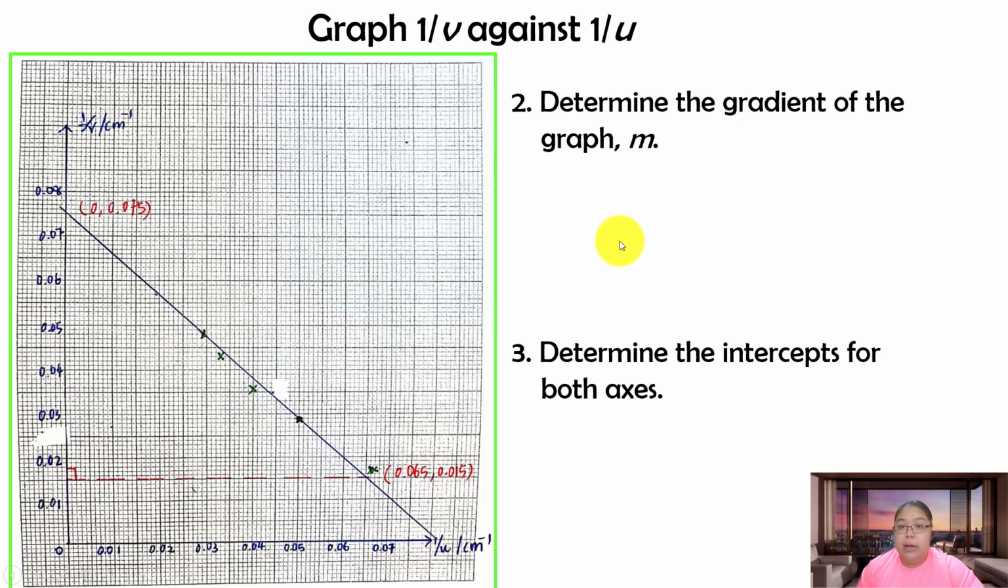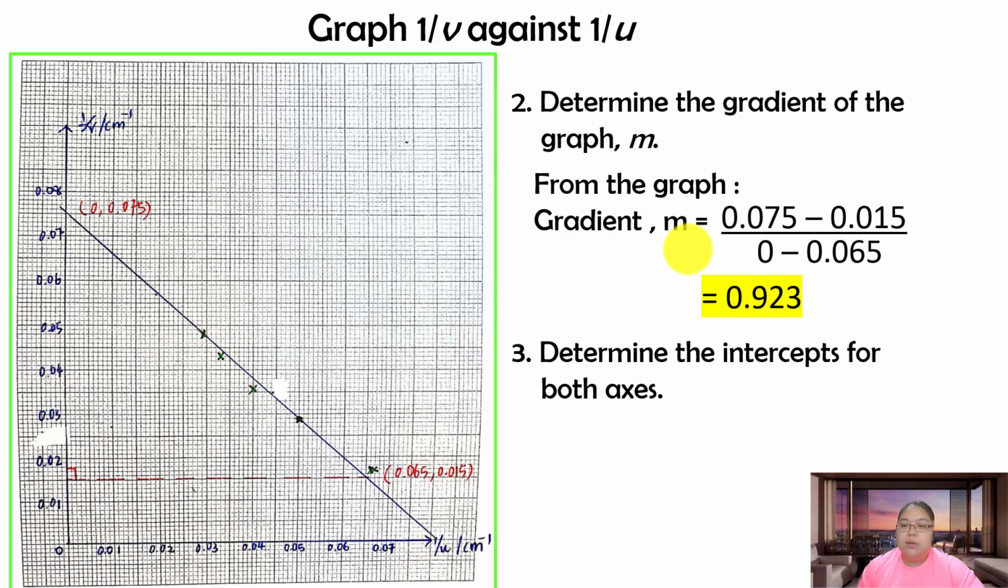So we show the formula first. Okay, let's see the formula. For the graph, the gradient m normally equals y1 minus y2 over x1 minus x2. Now I put the calculation: 0.075 minus 0.015, that's y1 minus y2, over x1 minus x2. So I get the answer, 0.923. That has no unit.